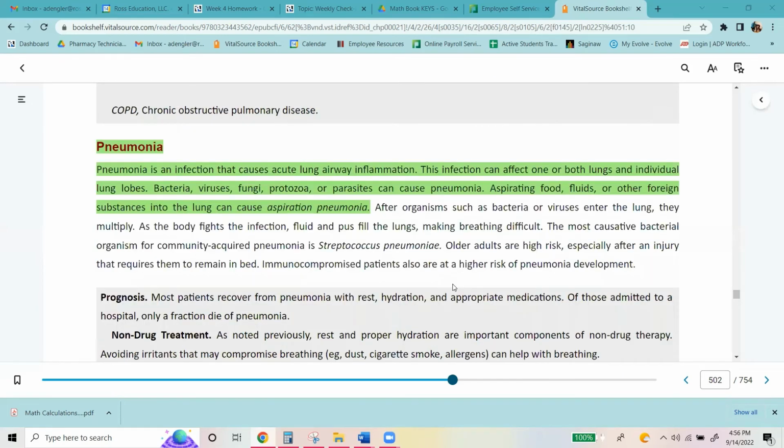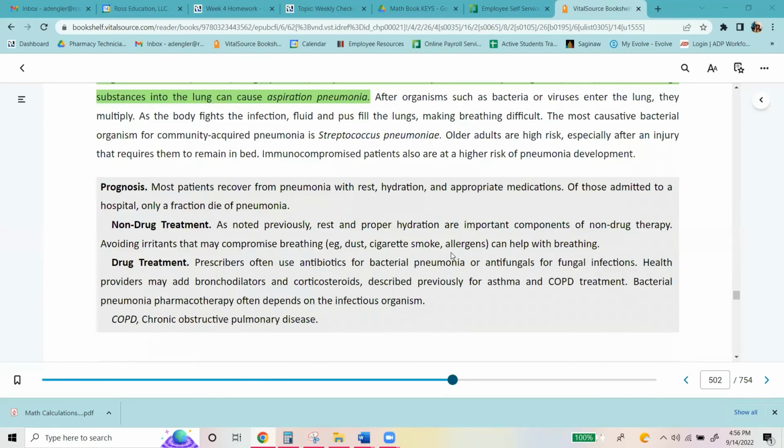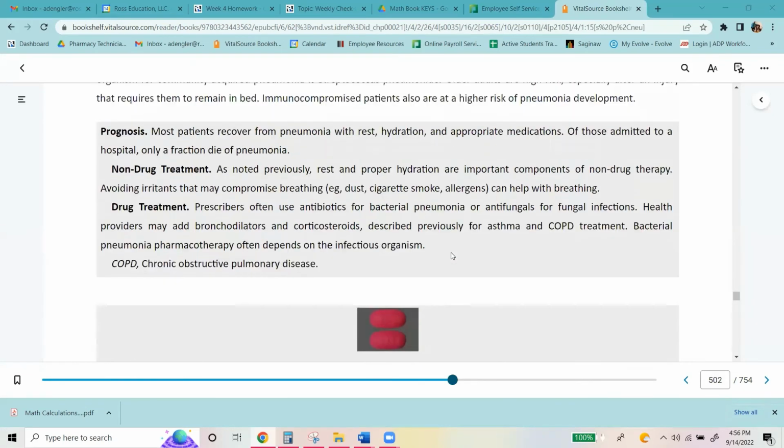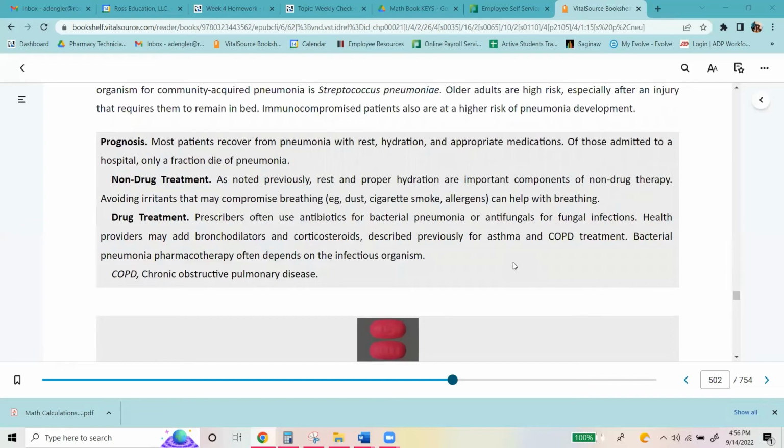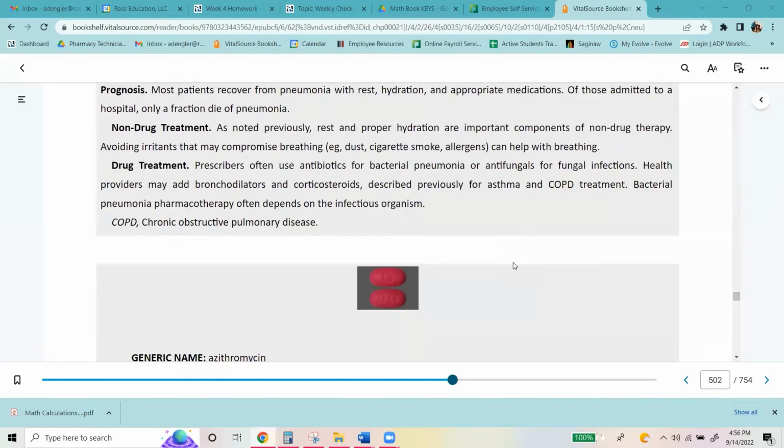Pneumonia is an infection that causes acute lung airway inflammation. This infection can affect one or both lungs and individual lung lobes. Bacteria, viruses, fungi, protozoa, or parasites can cause pneumonia. Aspirating food, fluids, or other foreign substances into the lung can cause aspiration pneumonia. Most people recover from pneumonia with rest, hydration, and appropriate medication. Of those admitted to a hospital, only a fraction die of pneumonia.